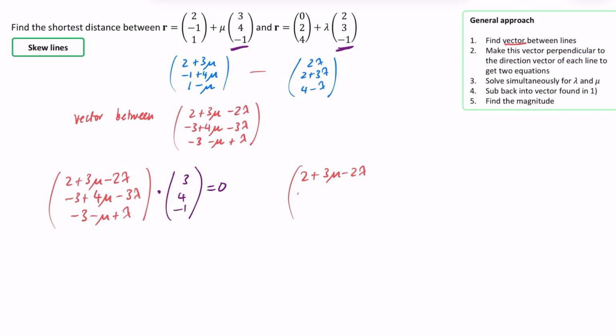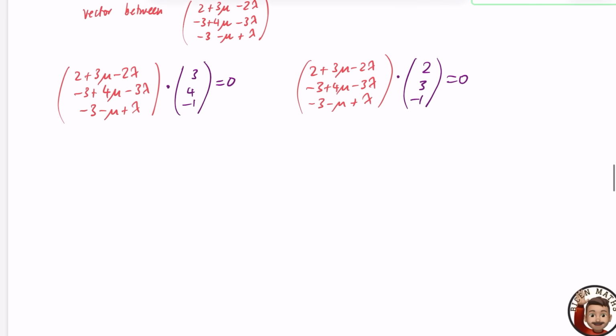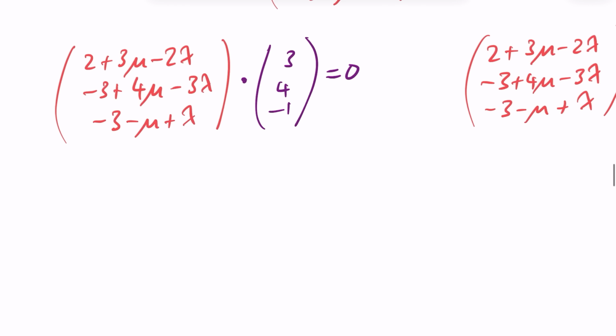There are so many places when you're doing this topic that you can make a mistake because there are just so many things to copy. There are so many positives and negatives, and it's honestly one of the easiest topics to make a mistake in. So now that I've got this set up, I'm just going to find two equations in lambda and mu, and then I'll solve them simultaneously. Let's see how quick we can go.